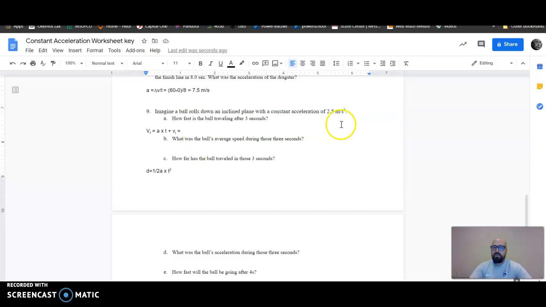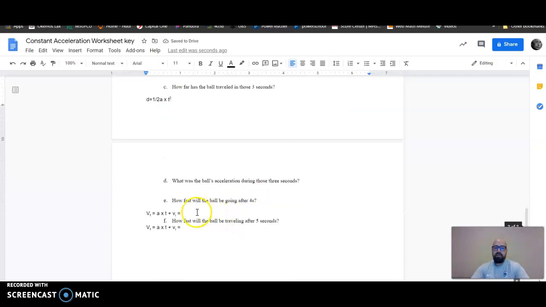where my acceleration is 2.5 meters per second, then after 1 second, I'm going 2.5. After 2 seconds, I'm going 5. After 3 seconds, I'm going 7.5 meters per second. And after 4 seconds, I'm going 10. And then after 5 seconds, I'm going 12.5.